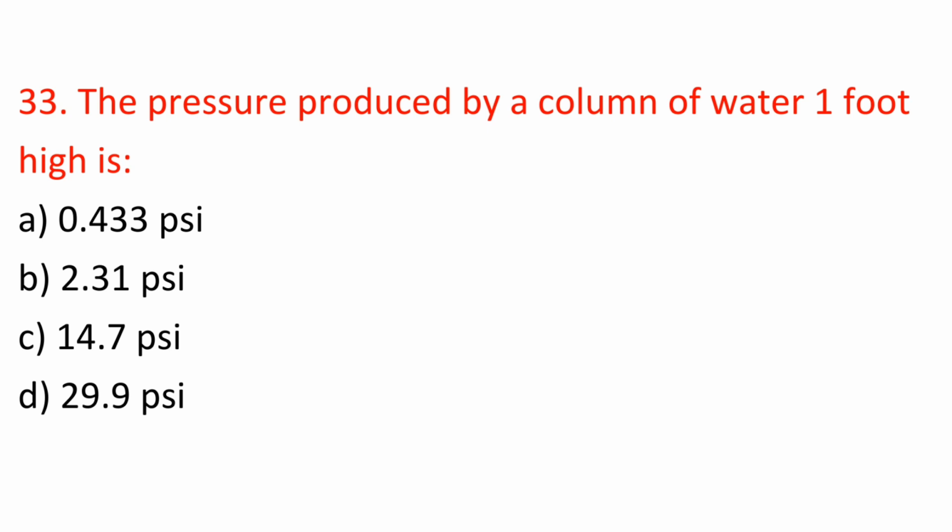Question 33. The pressure produced by a column of water 1 foot high is A. 0.433 pounds per square inch. B. 2.31 pounds per square inch. C. 14.7 pounds per square inch. D. 29.9 pounds per square inch. Answer. A. 0.433 pounds per square inch.